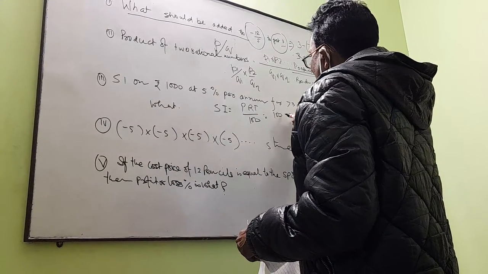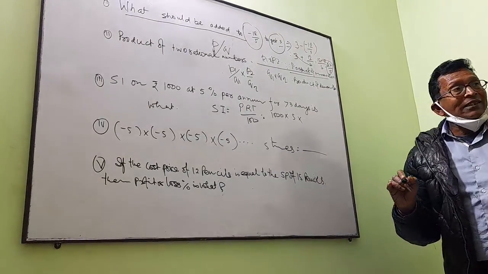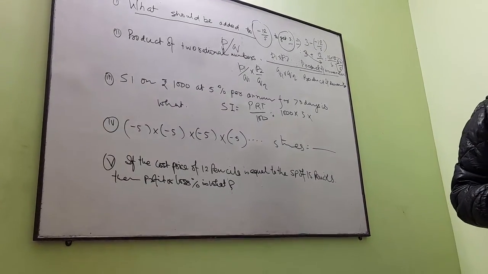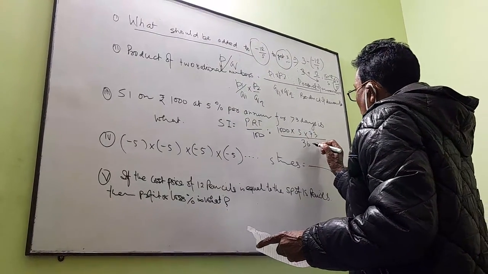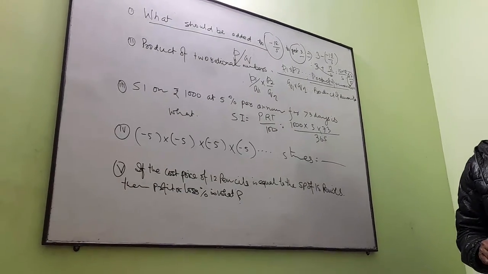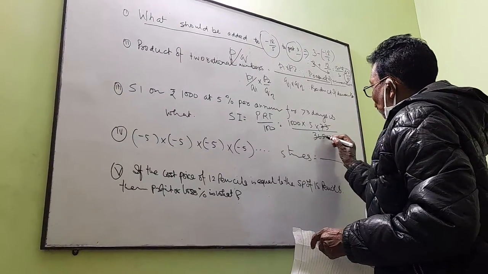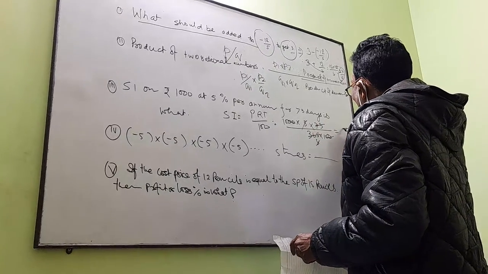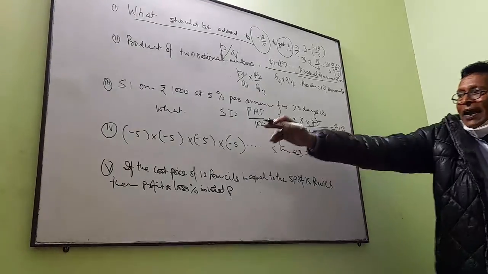1000 into 5. Rate is 5% and it is for 73 days. So 73 you will have to do what? 73 divided by 365. Why will you divide it by 365? To convert into year. And divided by 100. 73 5 cancel. So it is 10. It was 2. Okay, next.